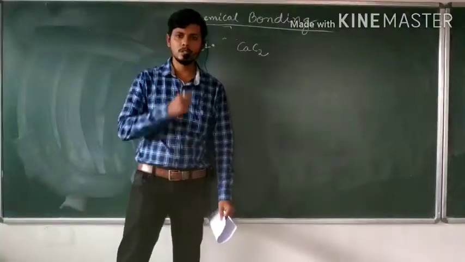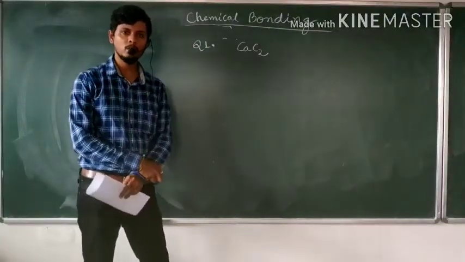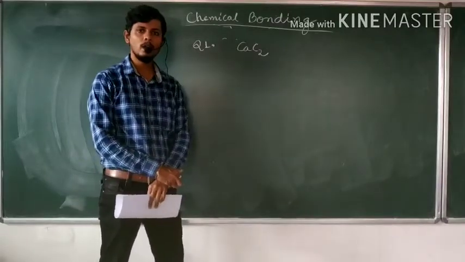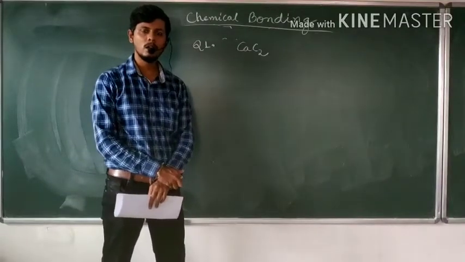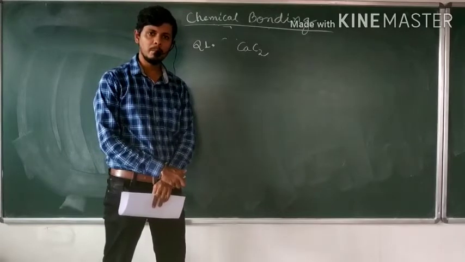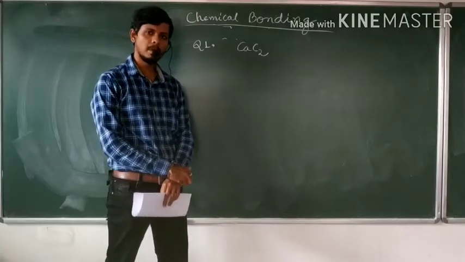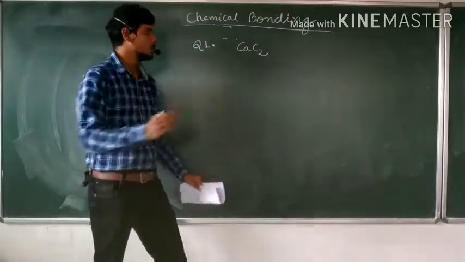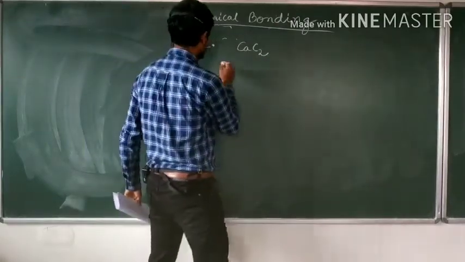In the first question, you are given one molecule, calcium carbide, CaC2, and you are asked to tell what is the type and number of bonds present between the two carbon atoms in this molecule. So, calcium carbide is CaC2.